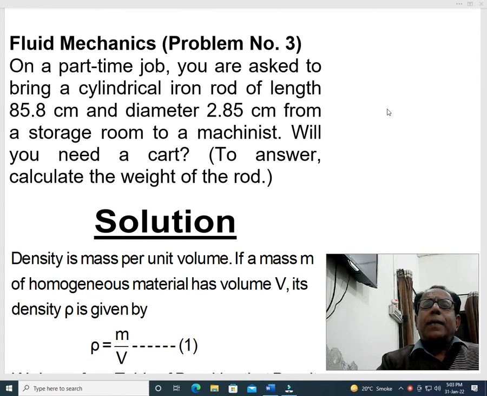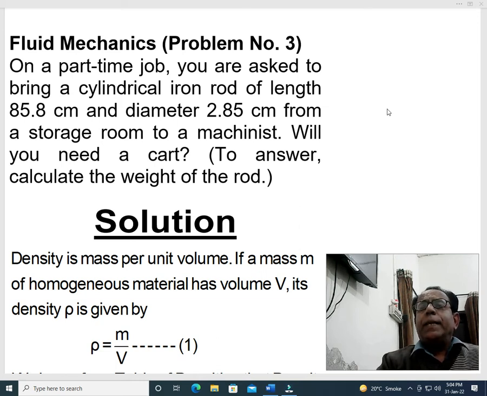On a part-time job, you are asked to bring a cylindrical iron rod of length 85.8 centimeter and diameter 2.85 centimeter from a storage room to a machinist. Will you need a cart (within bracket to answer)? Calculate the weight of the rod.